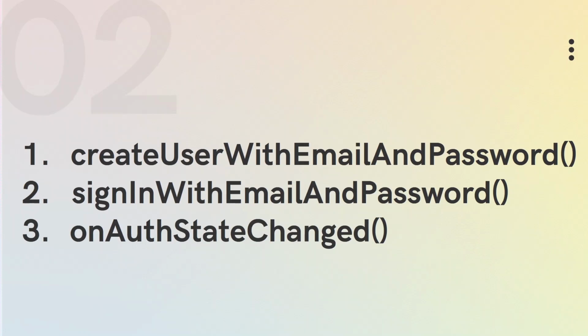And third one is onAuthStateChanged. It will simply set the observer on the authentication state of our login or the logout functionality. And the last one is signOut, which will simply give you the logout functionality in our React app. So let's just build this project.